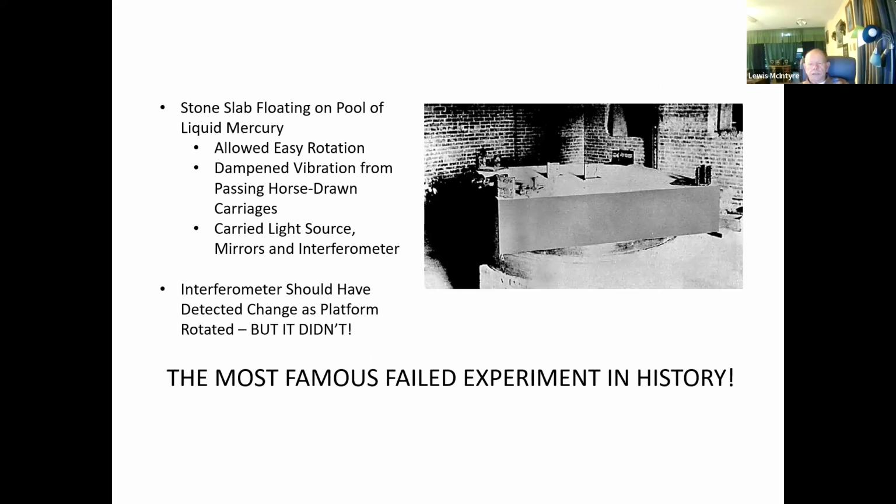This was the first setup, a heavy stone slab carrying the experimental rig floating in a pool of liquid mercury that allowed its easy rotation. This was later repeated in a larger setup in the basement of a building with longer paths, with the same result. The speed of light was unaffected by the velocity of the Earth around the sun through the stationary ether. This was perhaps the most famous null result in history.